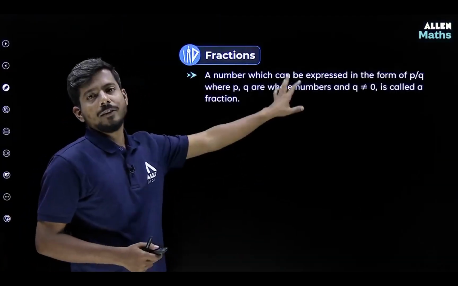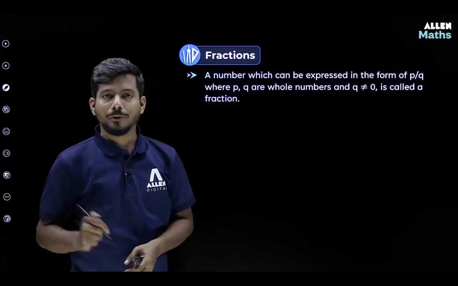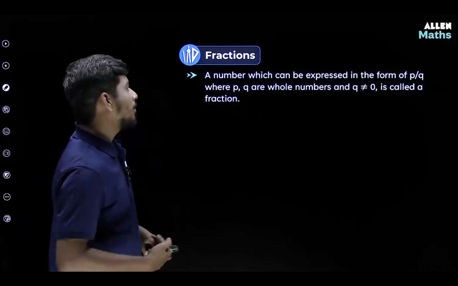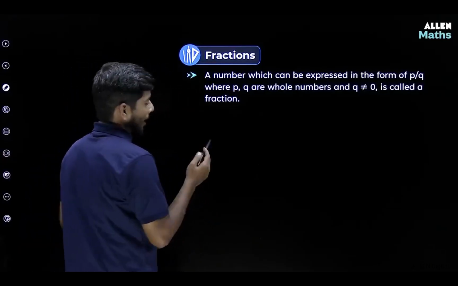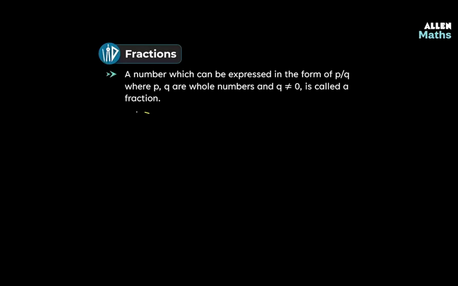A number which can be expressed in the form of p by q, where p and q are whole numbers and q is not equal to 0, is called a fraction. Let's take an example, and it will be much easier to understand fractions with the help of that example. If I have a circle and I divide that circle into 3 equal parts, and I shade one of the parts, what fraction of the circle is shaded? That is 1/3. So, this is an example of a fraction.